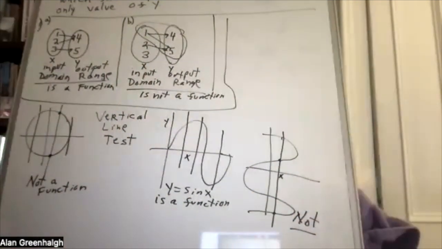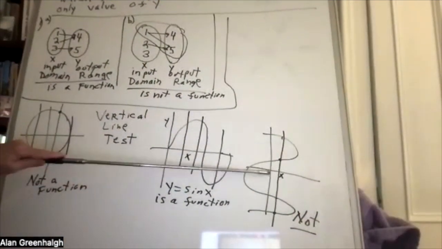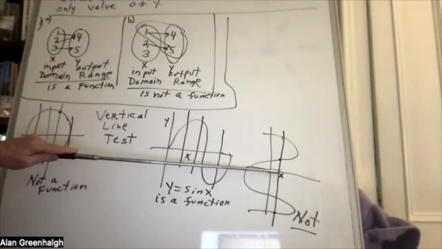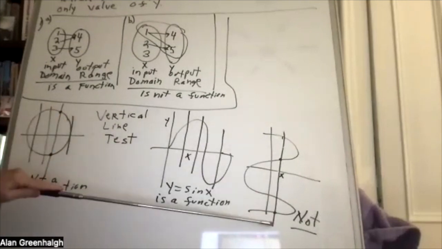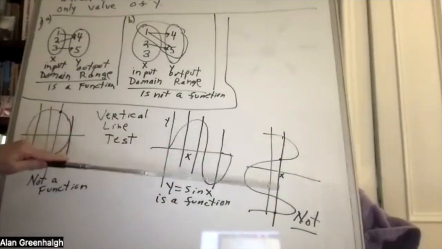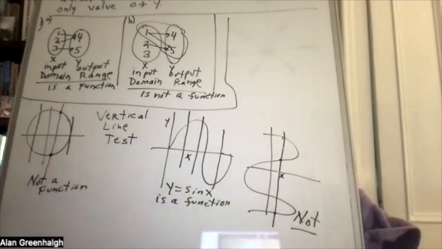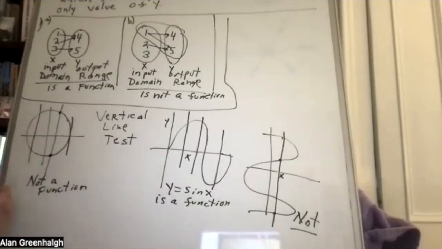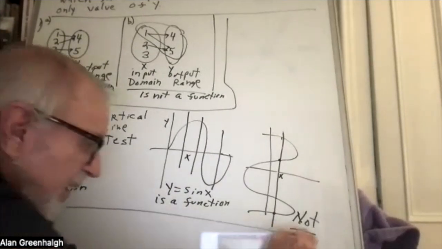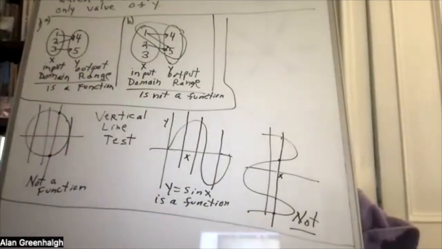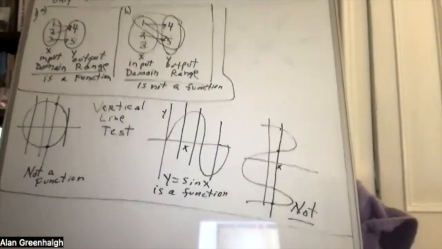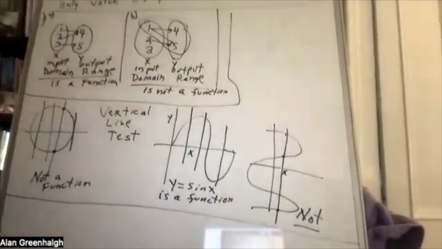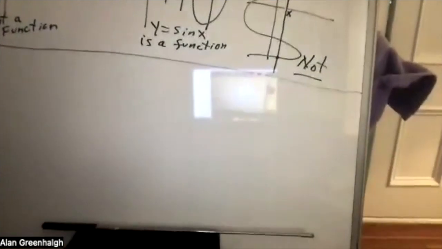This is not a function because for some values of X, obviously this one, you draw a vertical line, and it's going to touch the graph at 4 different points. So this is not a function. Okay, and that's all I want to say about that. Does anybody have a question? Just on the basic definition of a function.